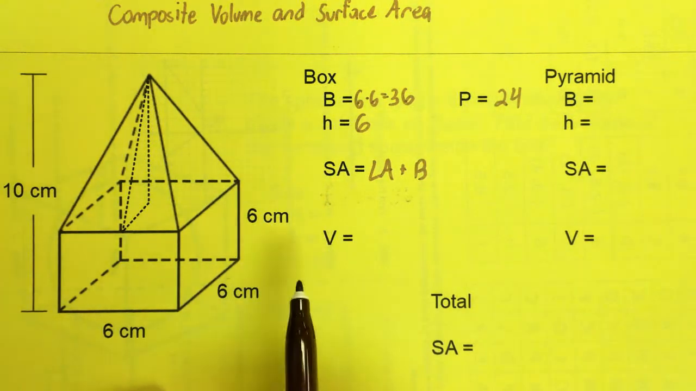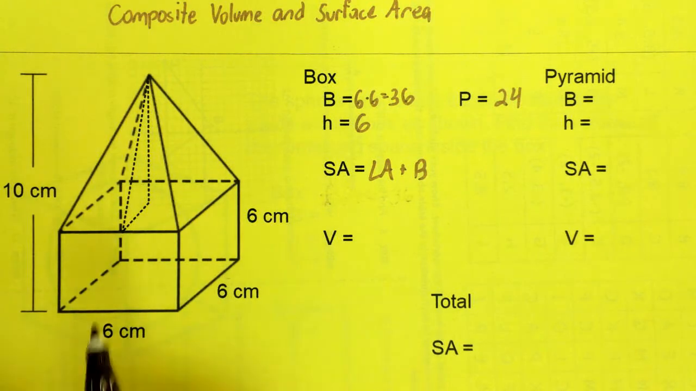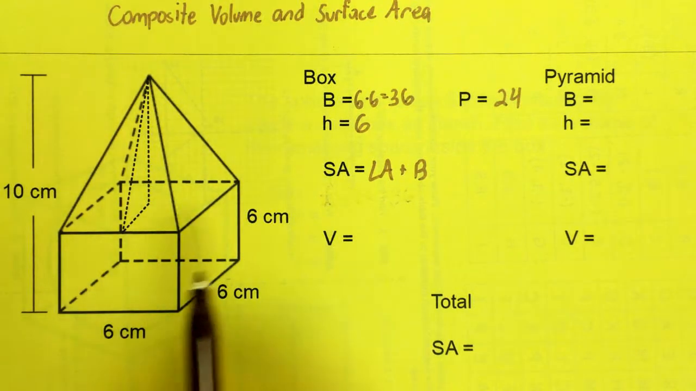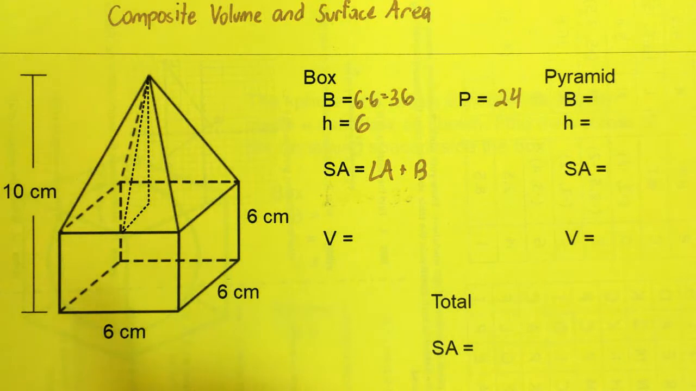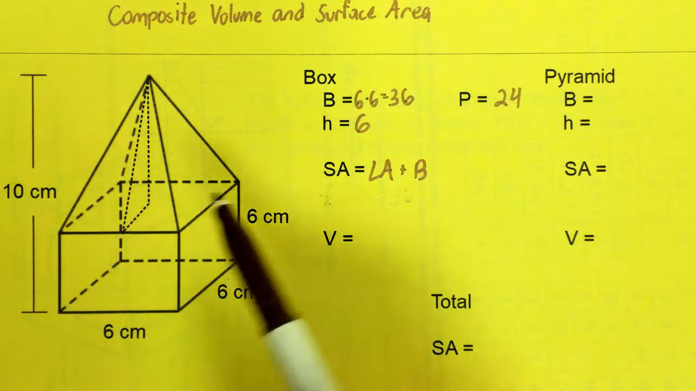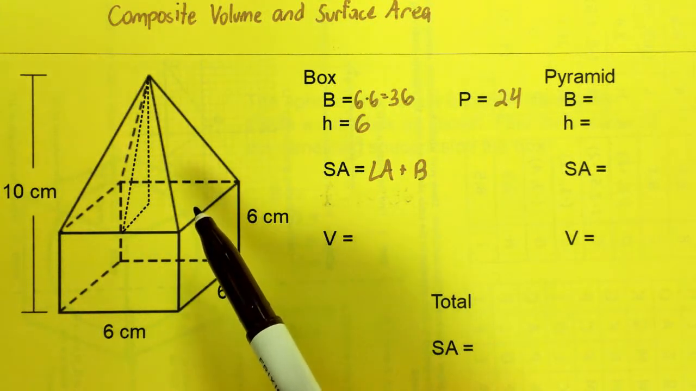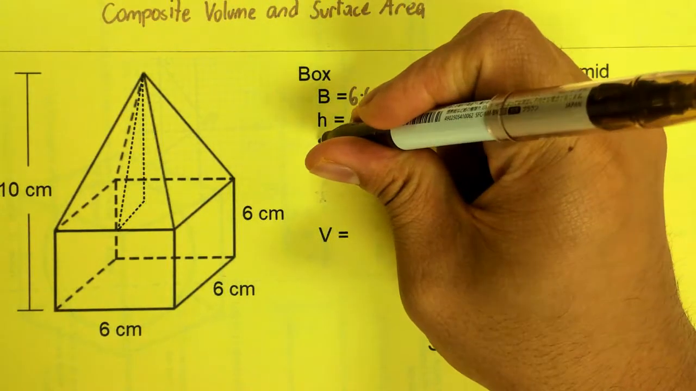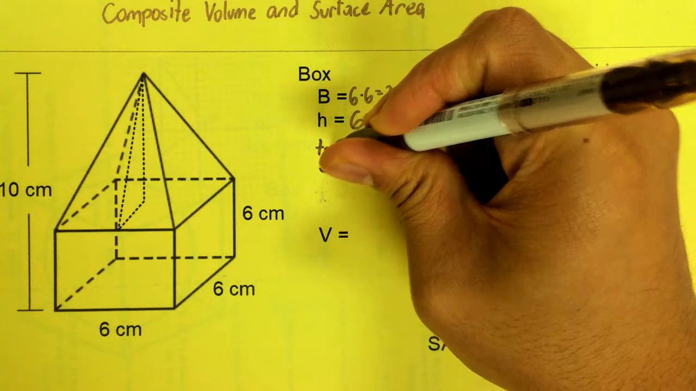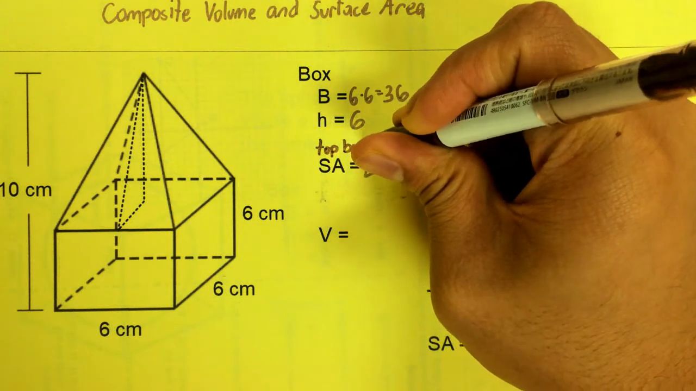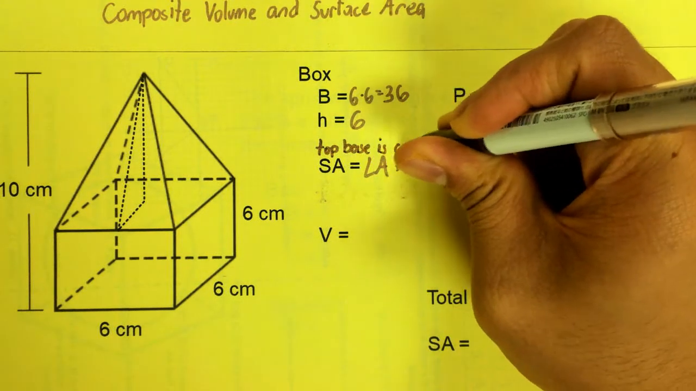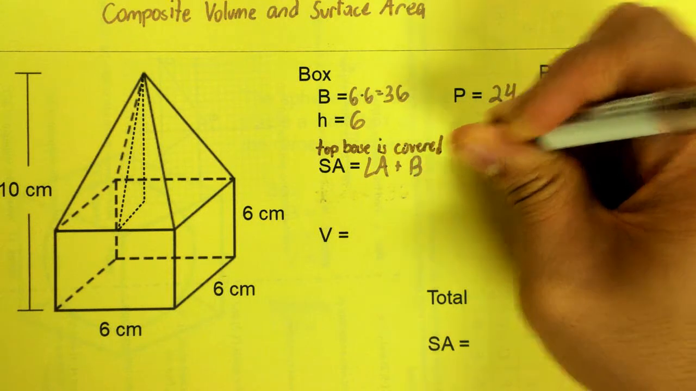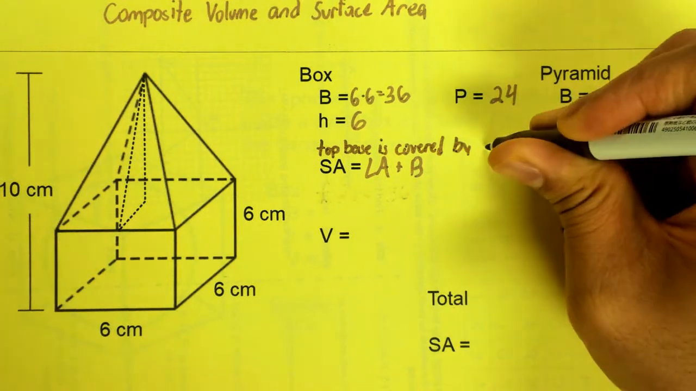Now let's look at surface area. So, in a prism, normally we have lateral area plus the two bases. However, notice that my top base is being covered by the pyramid. So let me make a note of that. Top base is covered by the pyramid.